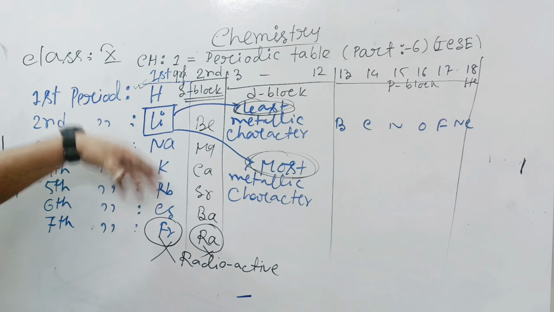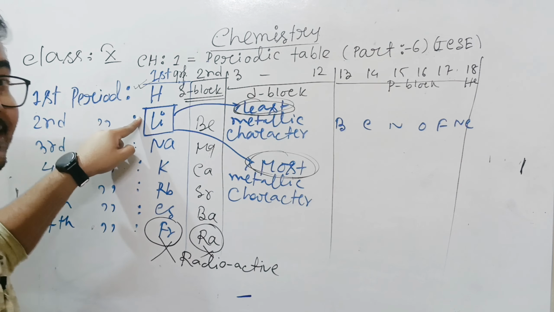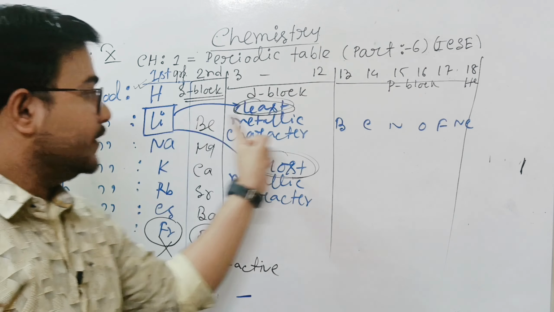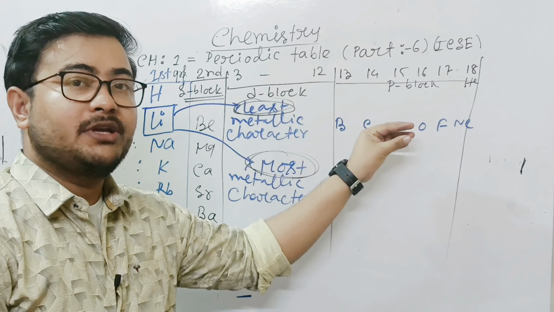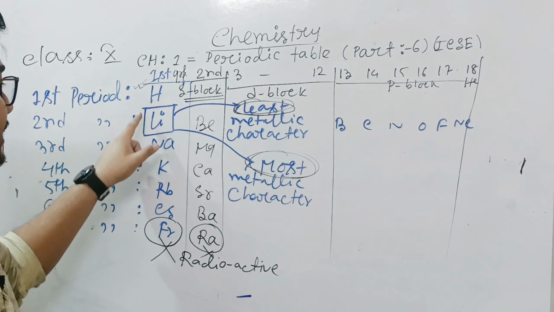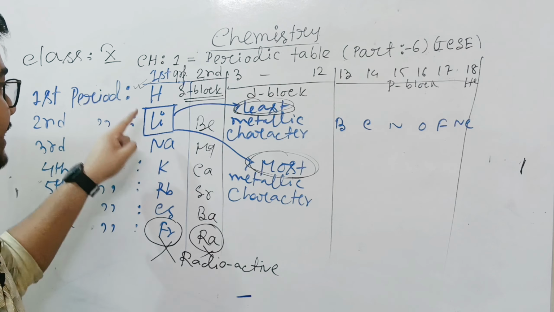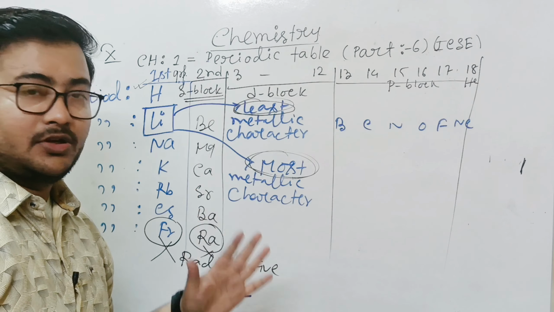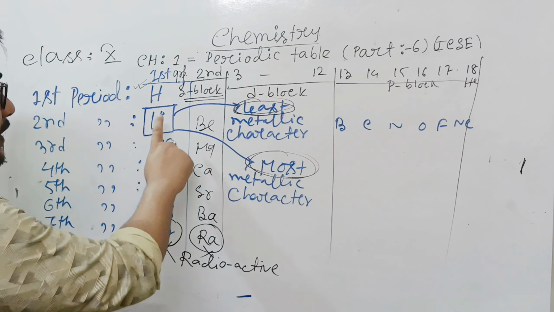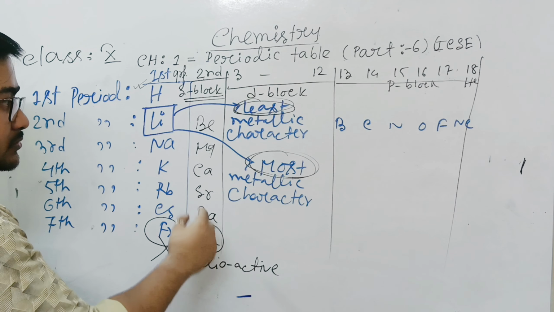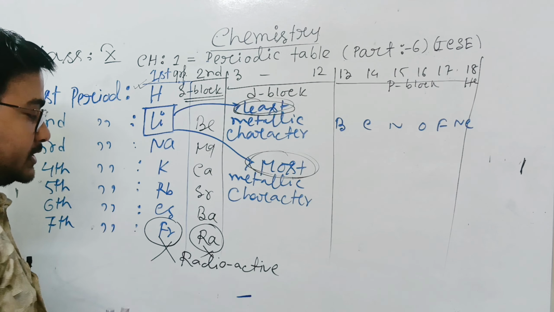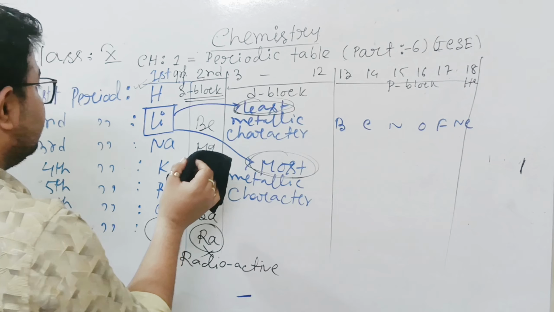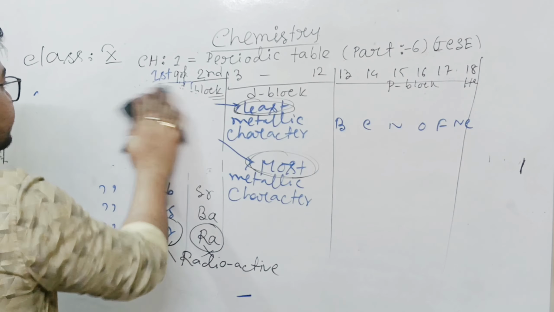So as you move downwards, metallic character increases, so it has least metallic character. As you move left to right, radius decreases, so metallic character also decreases, so it has most metallic character. So it has least and most regarding to as you move left to right or downwards. Okay, so these are the first topic, second topic, and these two don't consider them because they are radioactive. Done. This is the first topic.